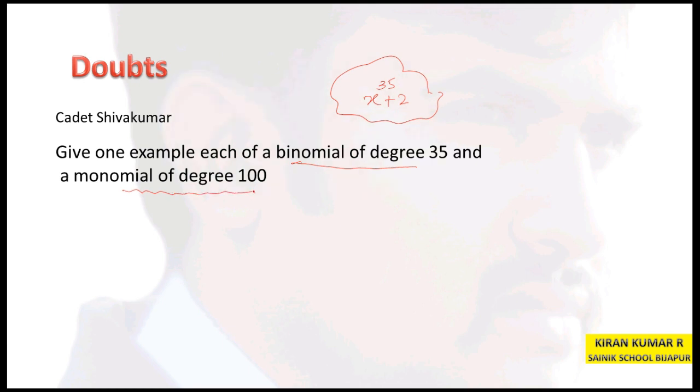There is a sub-question, a monomial of degree 100. You may consider some variable raised to the 100. It is a monomial because it is having one term and the degree is 100. This is a simple example.